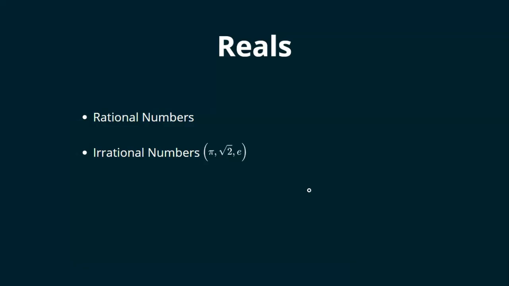Let's begin with a brief introduction to the reals. Reals refer to the real numbers. These numbers include all rational and irrational numbers. Rational numbers can be fractions like 1 by 2 or integers. Examples of irrational numbers are pi, root 2, and e.